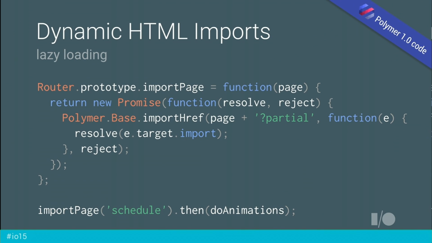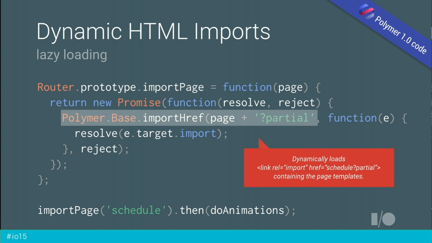This is a little bit of Polymer 1.0 code that does this. It's a one-liner in Polymer. So you can think of this not as a dynamic script tag, right, where you load that on a page on the fly. But instead of JavaScript, we're loading an HTML file using dynamic HTML imports. So Polymer import href, and you give it the URL of the HTML file you want to load. And you can see we're appending that partial URL property on the URL.